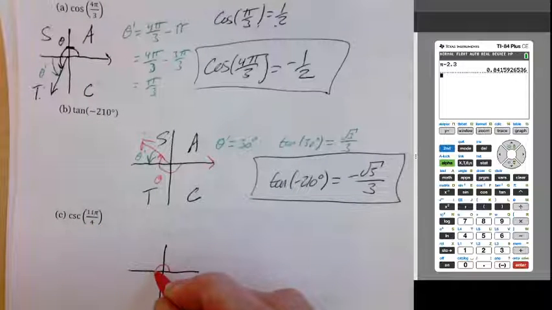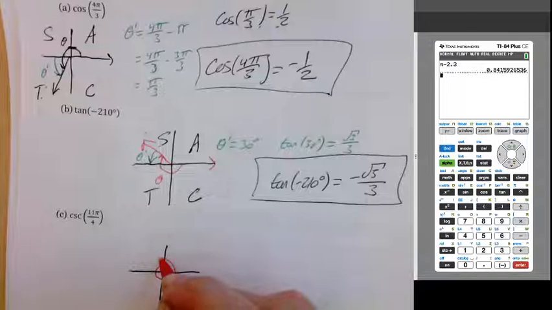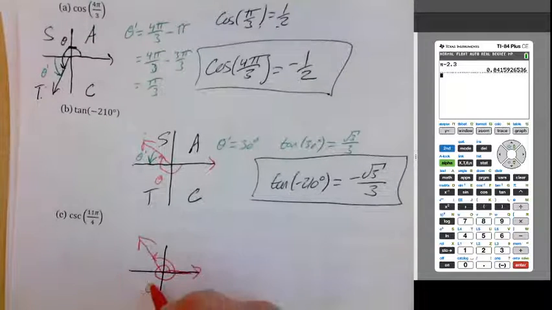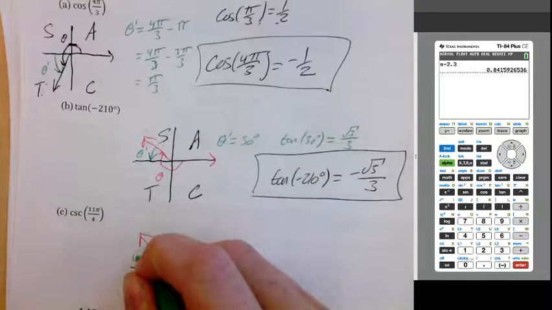So I know I'm going to be more than one rotation. And how much more? Well, if 8 pi over 4 is one rotation, we need 3 pi over 4 more. So that's not quite halfway. It's going to be somewhere about here. Okay, so there's our angle. That's theta. Theta prime is going to be here.